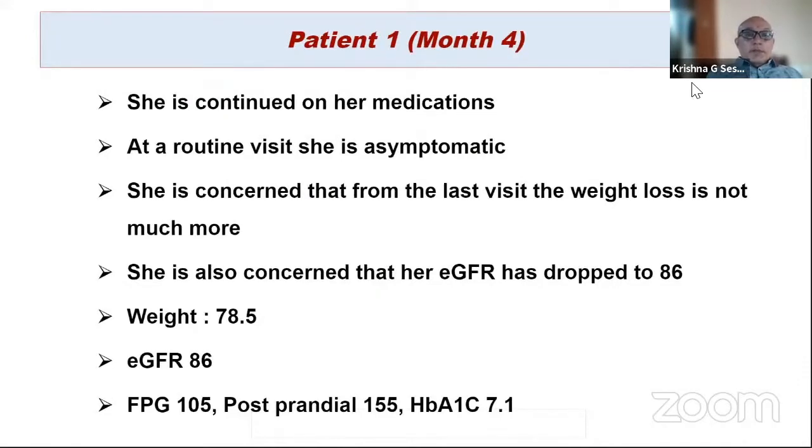She's fine, she's asymptomatic, but the weight loss is not continuing. And also there's a mild drop in EGFR. What should you do?